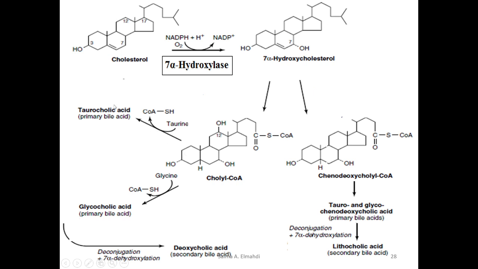Bacteria, as we said, act on the primary bile acids to form secondary bile acids. So, taurocholic acid and glycocholic acid, by deconjugation and 7-alpha dehydroxylation, will form deoxycholic acid, which is the secondary bile acid from cholic acid. While deconjugation and 7-alpha dehydroxylation of chenodeoxycholic acid conjugates, tauro and glycoconjugates, will form lithocholic acid. So lithocholic acid is the secondary bile acid from chenodeoxycholic acid.